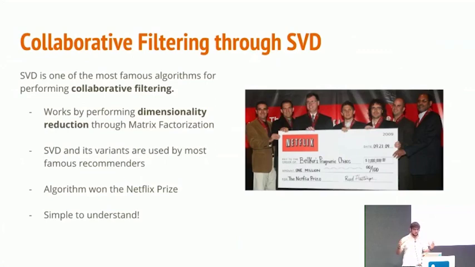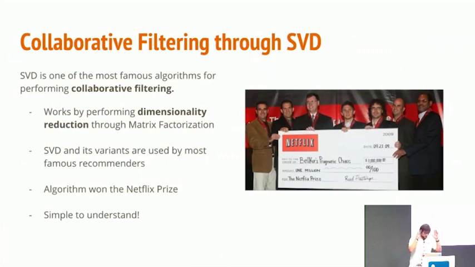It reduces the dimensionality of your data, and by doing that, it's able to approximate and interpret new results. It's also very famous because it won the Netflix prize. I don't know if anyone knows about this prize. It's a big deal. And the actual winner of the Netflix prize used a variant of SVD.